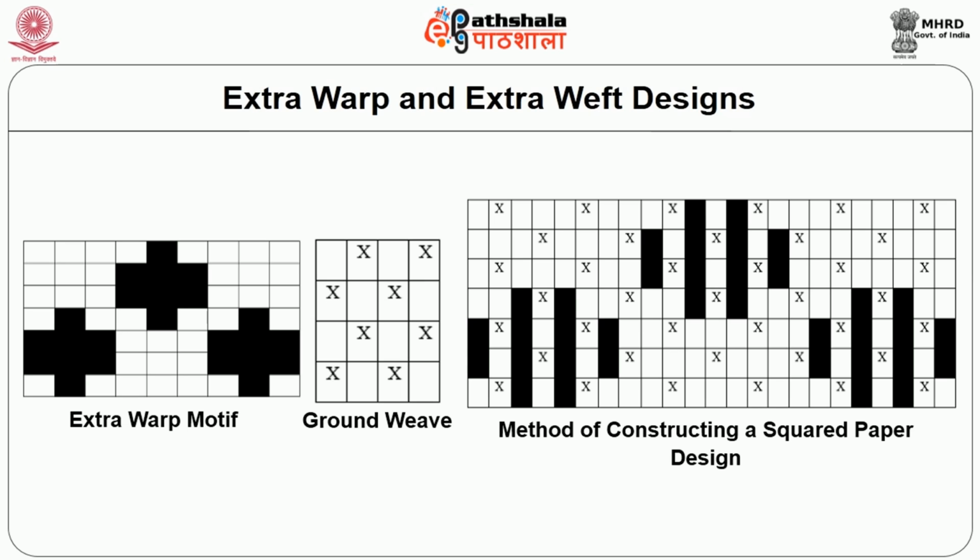And in the next figure you can see the ground weave, which in this case we have selected a plain weave which is repeating on 2 ends and 2 picks, but for the sake of representation we have shown it on 4 ends and 4 picks.